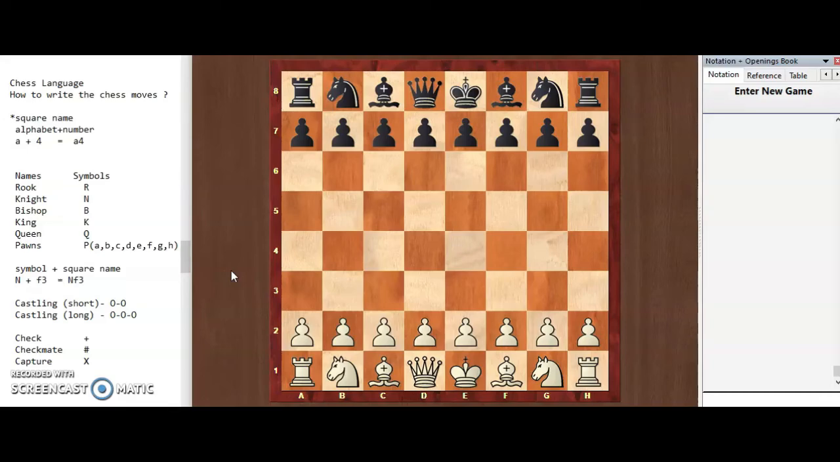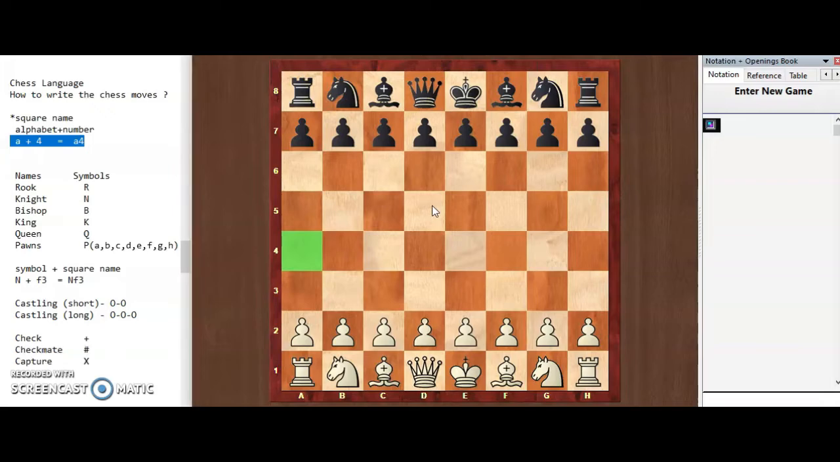Hello chess lovers, in this video we will learn how to write the chess moves. In order to learn this, first of all we need to understand square names. The combination of alphabet plus number is known as a square name. For example, this square. The alphabet is A, the number is 4. So A plus 4 is equal to A4. A4 is the square name of this square.